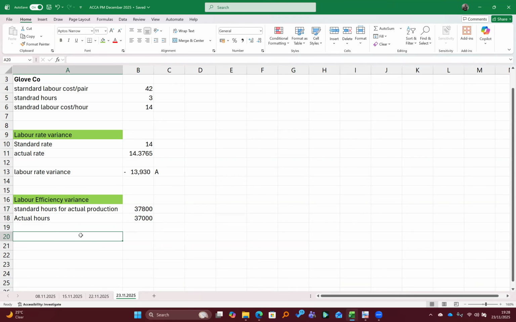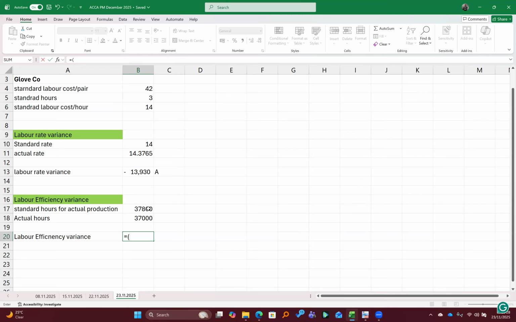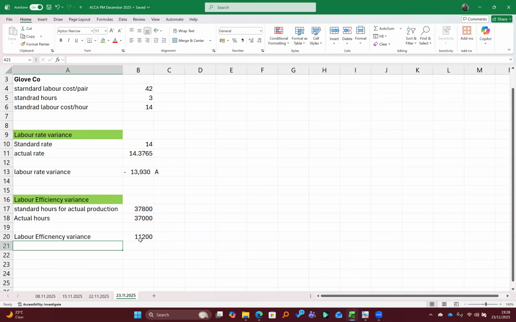Okay? So the labor efficiency variance will be, of course, you get this minus that. Okay, but that one gives you the difference in hours. So you have to multiply by the standard cost per hour of 14. So you get 11,200. And because, like I told you, in this case we actually used less hours than we should have used, so this is favorable.